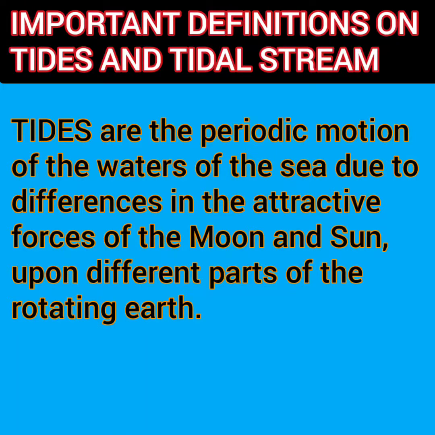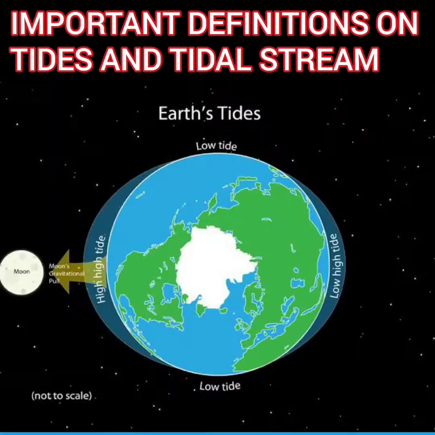Tides are the periodic motions of the water of the sea due to difference in the attractive force of moon and sun upon different parts of the earth. And I think this diagram explains it perfectly. So right now the moon is on the western side of earth, so there is a high tide in that region. And because the water is pulled in that direction, the other areas are experiencing the low tide.